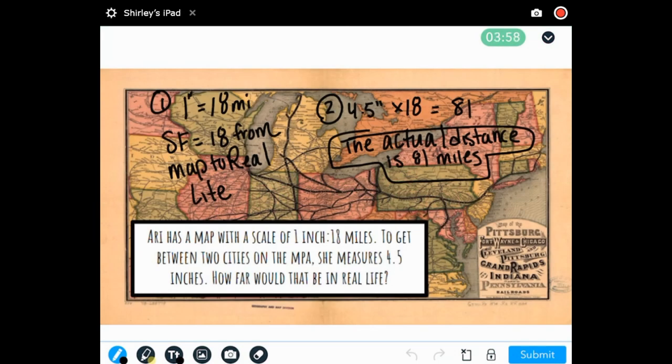Ari has a map with a scale of 1 inch to 18 miles. To get between two cities on the map, she measures 4.5 inches. How far would that be in real life? So if my scale says that 1 inch on the map actually represents 18 miles, if there's 4.5 inches on the map, how many miles apart are the cities?